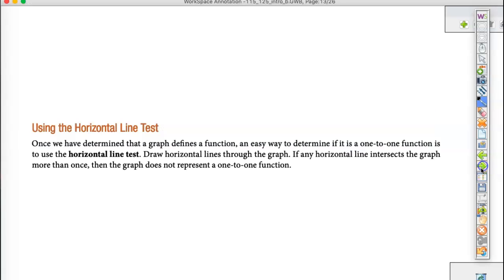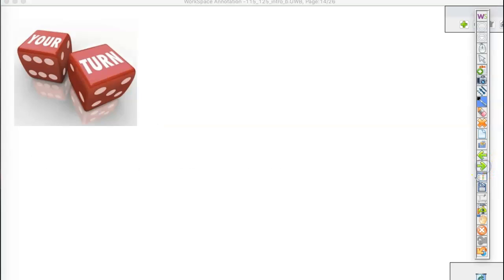So when you take a look here, what tests do we use? The vertical line test checks to see if a relation represented by a graph is a function. The horizontal line test checks to see if that function is a one-to-one function, right? If any horizontal line intersects the graph more than once, then the graph does not represent a one-to-one function.